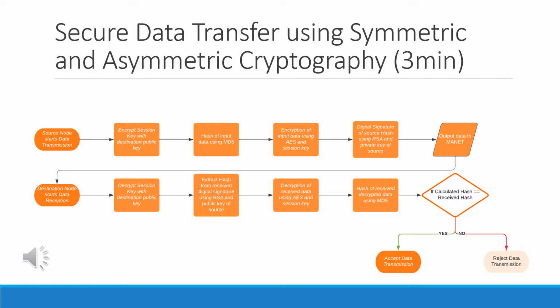The encrypted data along with the digital signature of the plain text are transmitted to the destination, and at the destination the hash is extracted from the received digital signature using the public key of the source. The encrypted received data is decrypted using the session key, and the hash of the received plain data is calculated and compared with the received hash. If the received hash and the calculated hash of the received text match, then the received data is accepted, and if not, it's rejected at the destination.